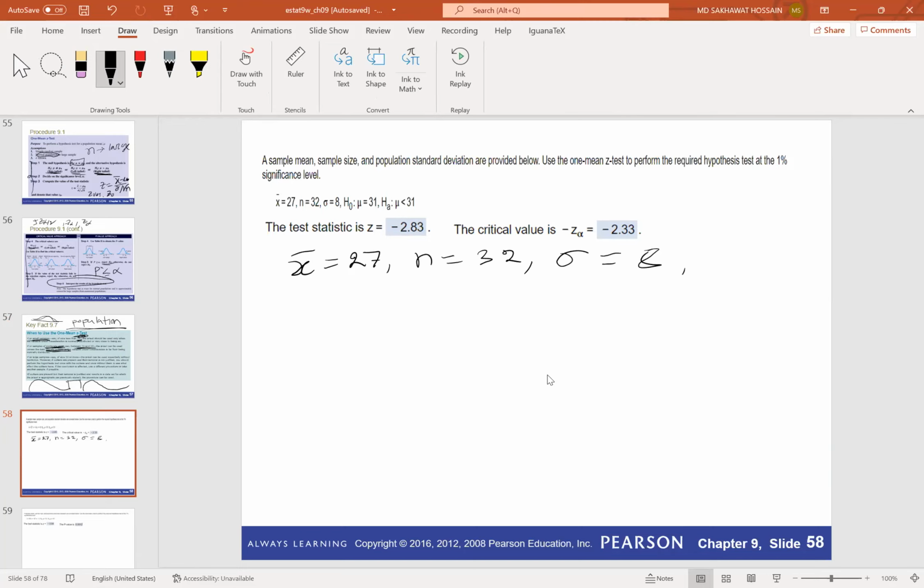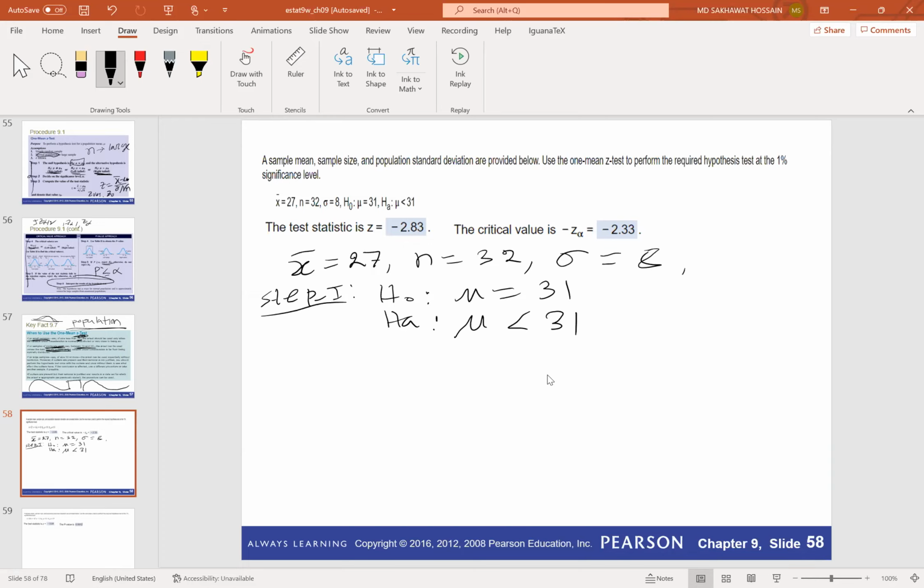And the first step is we need to write the hypothesis. We need to write the null and alternative. Here the null is given, mu is equal to 31. That's when the population mean is equal to 31. We want to test whether it is actually lower than 31. So we want to test mu is less than 31.